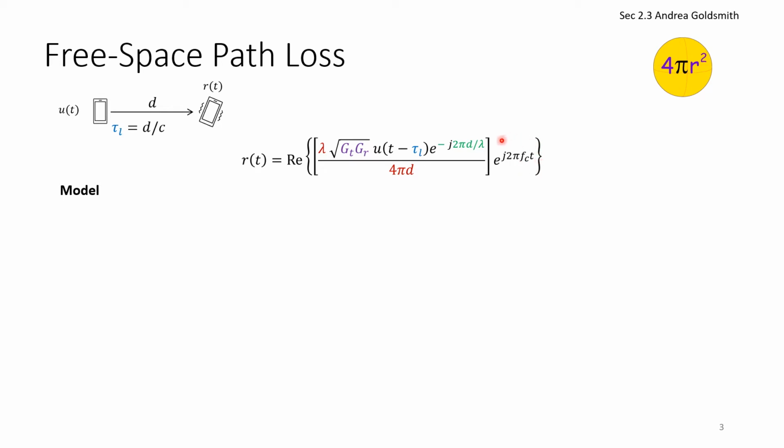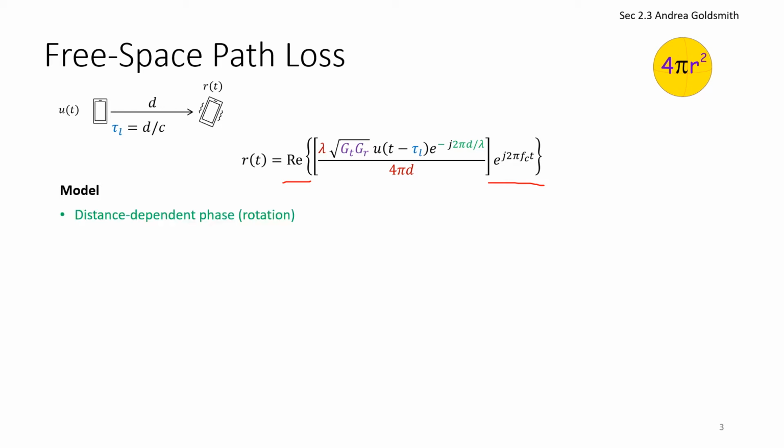Now remember that the exponential is cosine plus j sine, so we can take the real part. The term outside is nothing but multiplying by cosine. Taking the real part after multiplying by the exponential is equivalent to multiplying by cosine. So this equation gives you the received signal as a function of the input signal at the transmitter side.